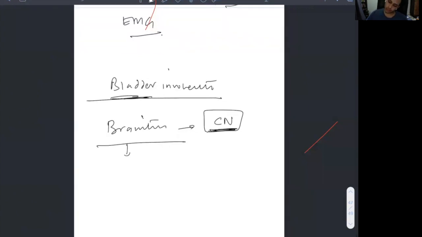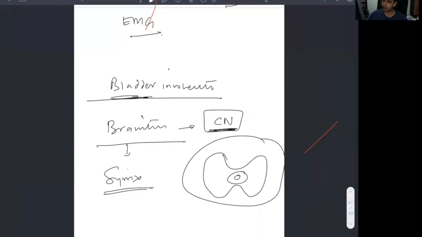I have not covered syrinx. So a syrinx is when your central canal inside the spinal cord becomes large because of some reason and it causes compression from within the spinal cord. So it acts as an intramedullary lesion. So again, early bladder involvement, funicular pain, and all those things.